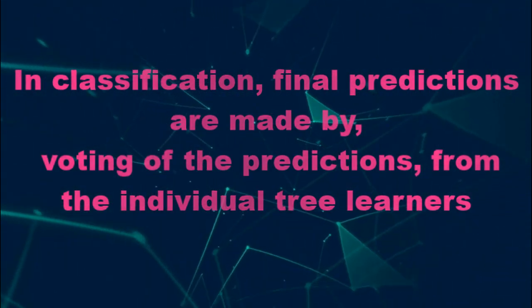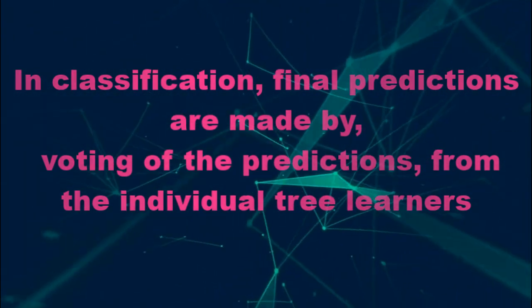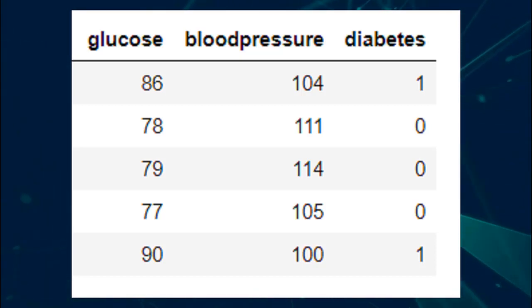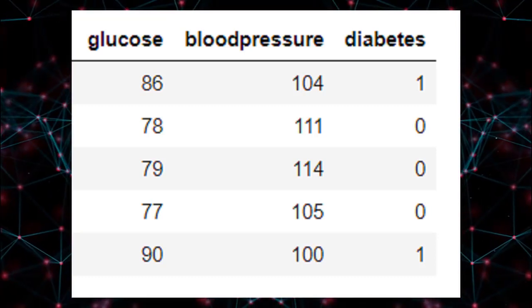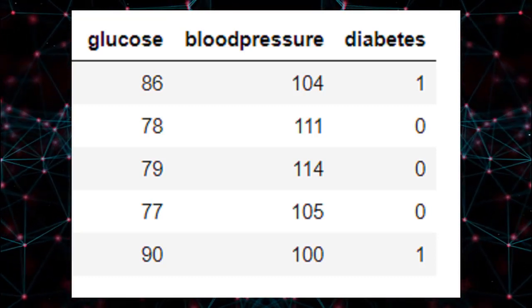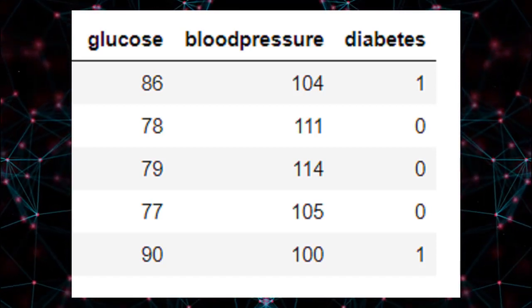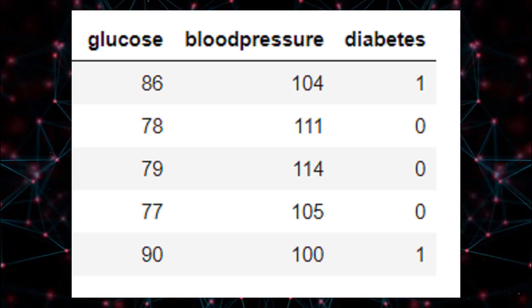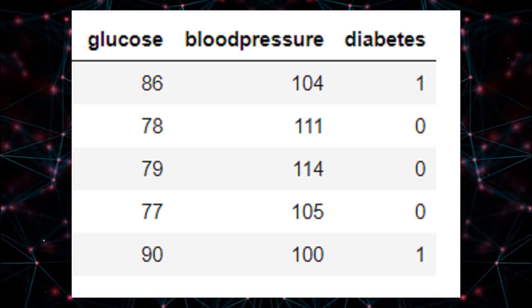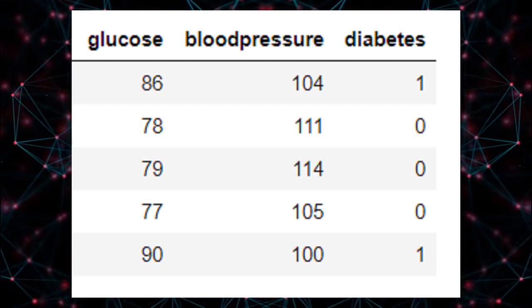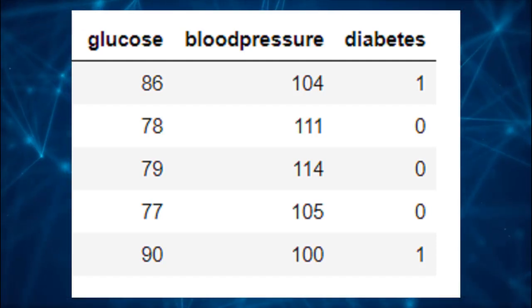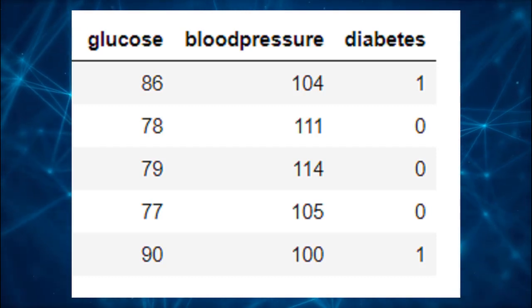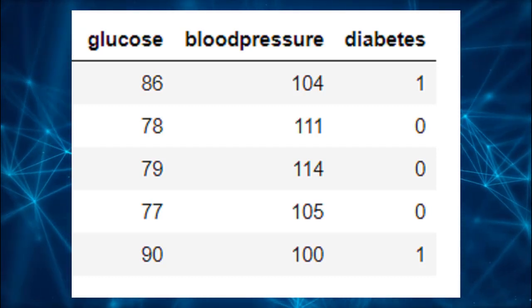In the classification context, final predictions are made by voting of the predictions from the individual tree learners. In this tutorial, we are going to predict the likelihood of diabetes in a patient using his or her blood pressure and glucose level. Therefore, the independent variables or features are glucose level and blood pressure, and the dependent variable or label is diabetes. A value of 1 indicates diabetes and a 0 indicates no diabetes. A snapshot of sample data is shown on the screen. Top 5 rows of the data with glucose, blood pressure and diabetes is displayed.